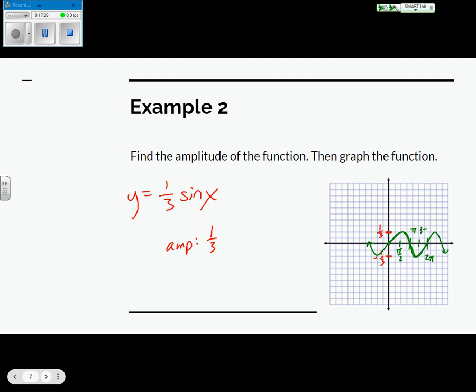Everything's pretty close to how it was on that first slide, except for there's going to be a 1/3. Instead of going all the way up to 1, it only goes to 1/3. And this will be full credit.